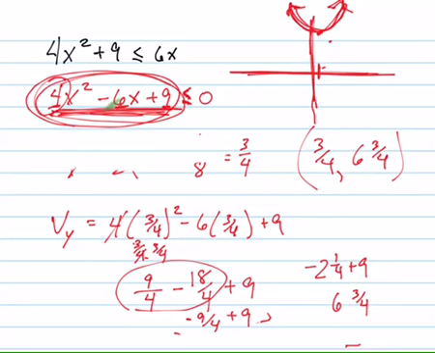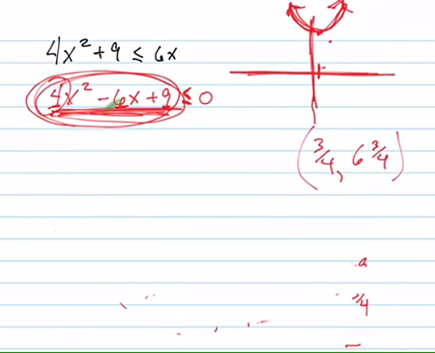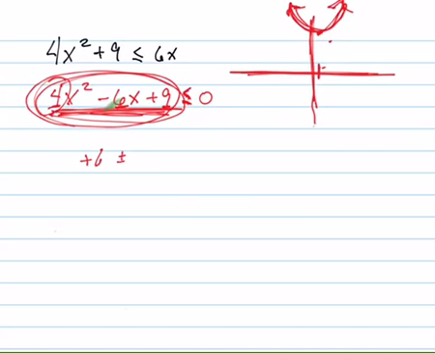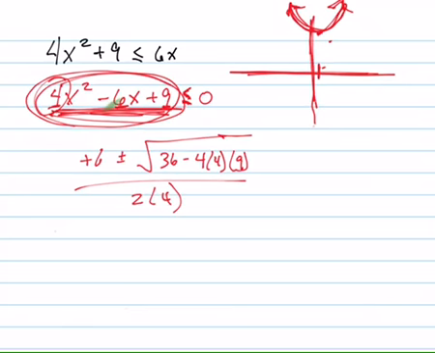The alternate way you could have done this, though there's lots of ways, but you could have tried to find the x-intercepts by using the quadratic formula: negative b, so that's a positive 6, plus or minus the square root of b squared minus 4ac, 36 minus 4 times 9, all over 2a. And when you do that, you'll notice right away that that number is bigger than 36, and so you have a negative number inside here, which means you have no x-intercepts.